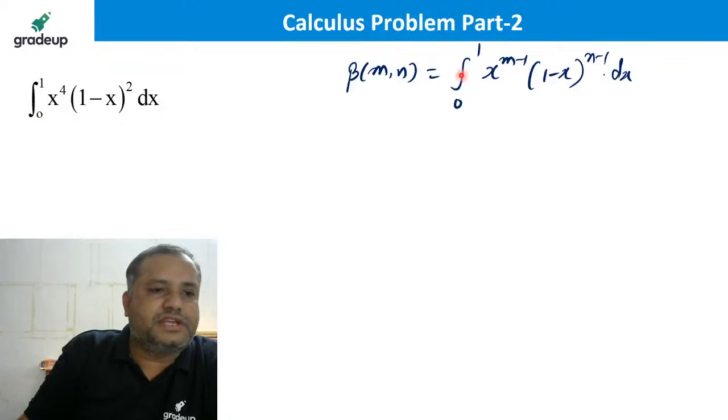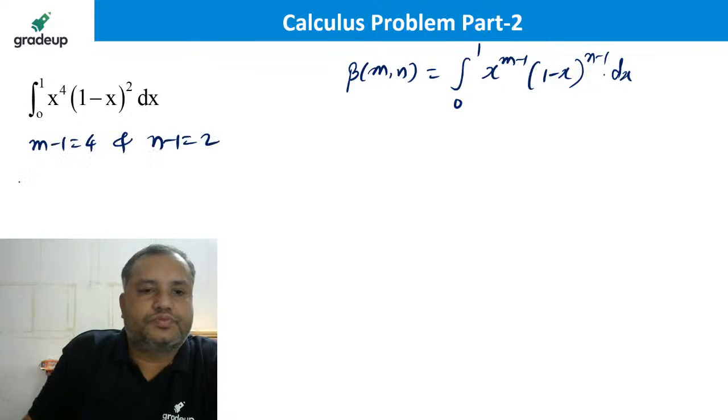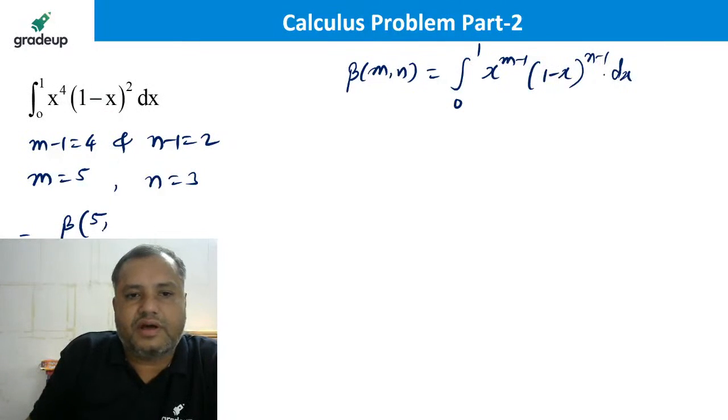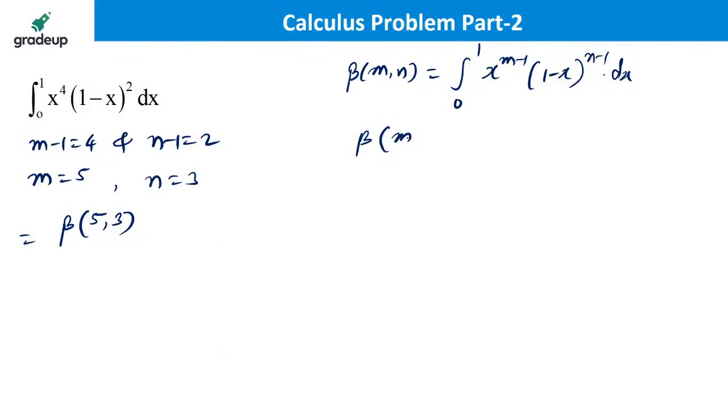So if you compare these two formats, x to the power m minus 1 is 4, and of course n minus 1 is 2. So m will be 5 and n will be 3. So we can say that this is beta m comma n, that is beta 5 comma 3. Now what is beta m comma n?